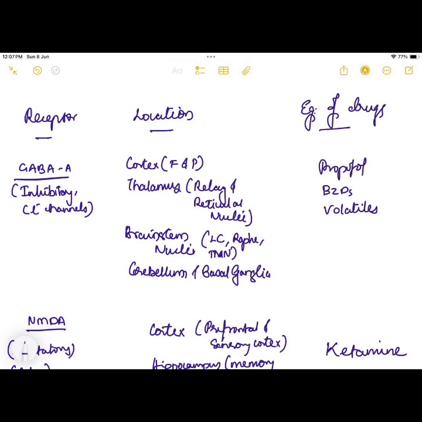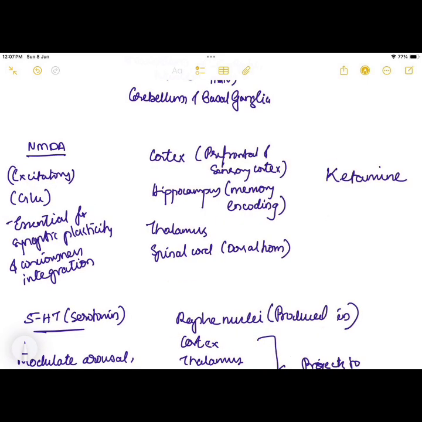Now we will quickly see which are the major receptors located in the brain and their anesthetic relevance. Coming to the first one, that is GABA A receptors, which are inhibitory chloride channels. They are widespread across cortex, especially frontal and parietal lobes, thalamus, relay and reticular nuclei, brainstem nuclei, locus coeruleus, raphe nucleus and tuberomammillary nucleus, cerebellum and basal ganglia. Major sources of inhibitory tone, they cause sedation and unconsciousness. They are targeted by propofol, volatile agents and benzodiazepines.